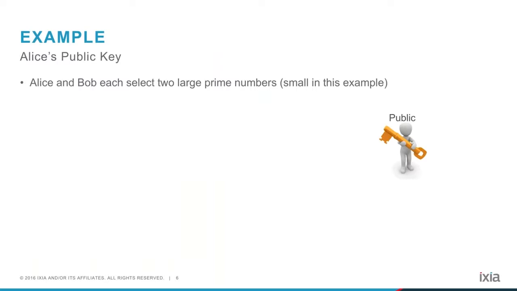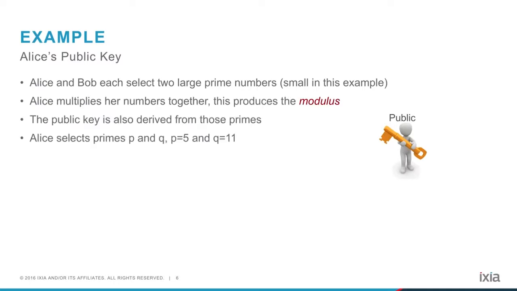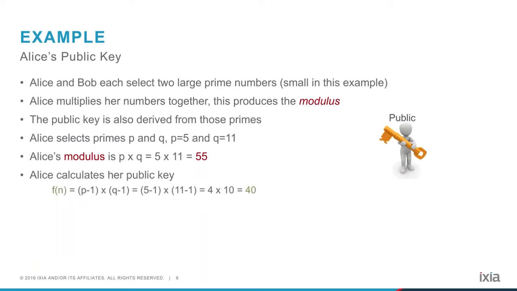Now, Alice is going to multiply those 2 numbers together, and this produces the modulus. Okay, remember I said you've got a modulus and an exponent, so this is how we get the modulus. You just multiply them together. She picked 5 and 11 as her primes. I multiply those 2 together, and so my modulus now is 55. Now, I run a quick mathematical function where I select 1 from each of the 2 numbers that I picked, subtracting 1 from each, and multiply them together, and I get 40. This will be important later.